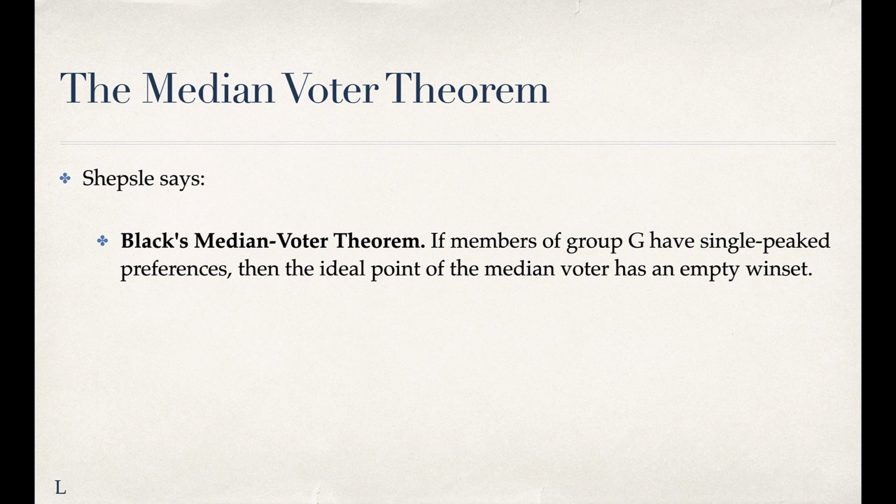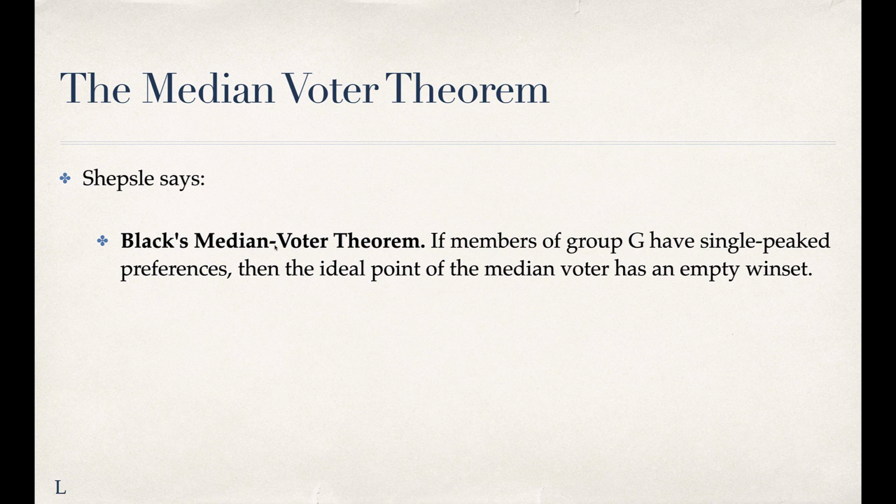If members of a group G have single-peaked preferences, then the ideal point of the median voter has an empty win set. And we should add here, if there is only one issue to mention, and again, this is within the context of the first part of the chapter, which is strictly dealing with single-dimensional models. This goes out the window with two-dimensional models. I've already spoiled that, surprise.